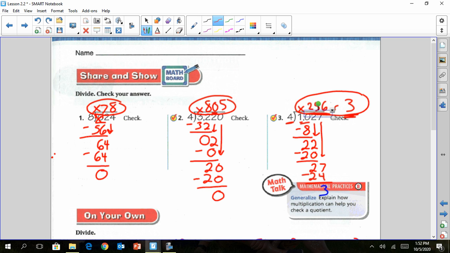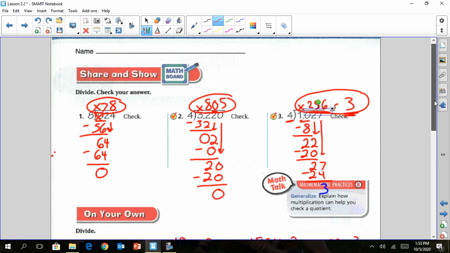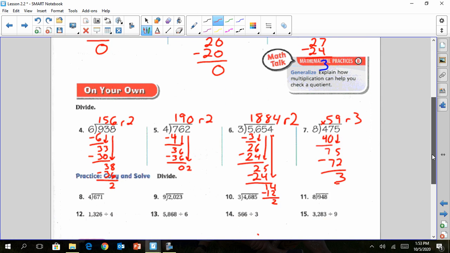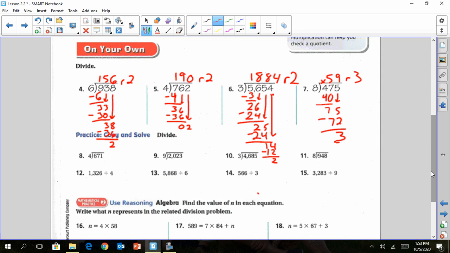Now, go ahead and press pause, and I want you to try numbers 4, 5, 6, and 7. When you complete those, go ahead and hit play again, and I'll reveal the answers to those problems. Now, go ahead and check your work to see if you got those correct. Anything that you made a mistake on, you can look at the work and see what you need to fix.